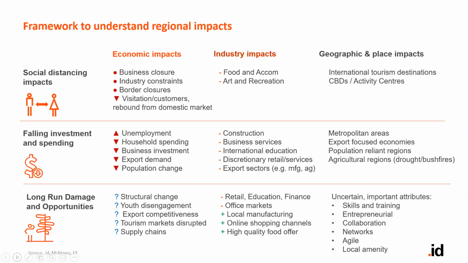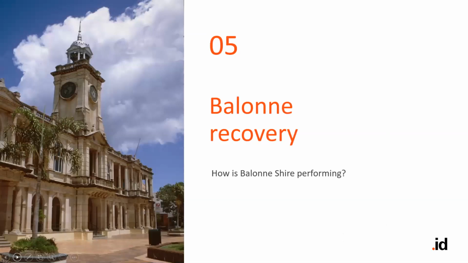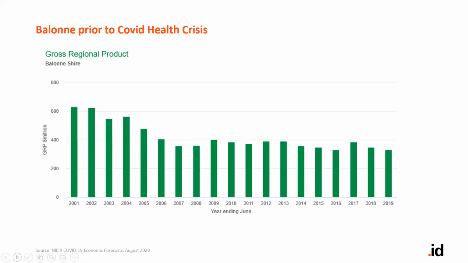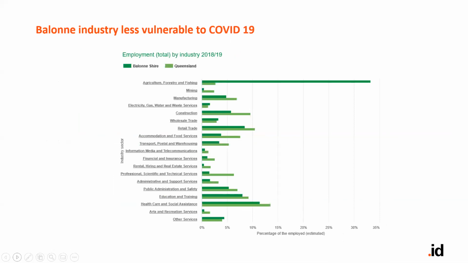So the Belong recovery, how is the Belong Shire recovery coming along? And this is what our economy looked like prior to the COVID health crisis. And I'll show you where you can get this information on the tool. And you can see that since 2017, we've had an economy in decline since that period. But the Belong industry is much less vulnerable to COVID-19.